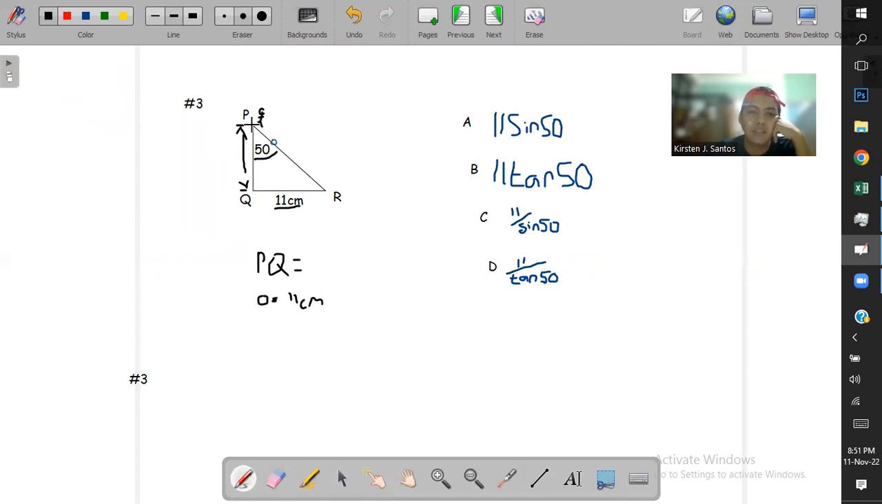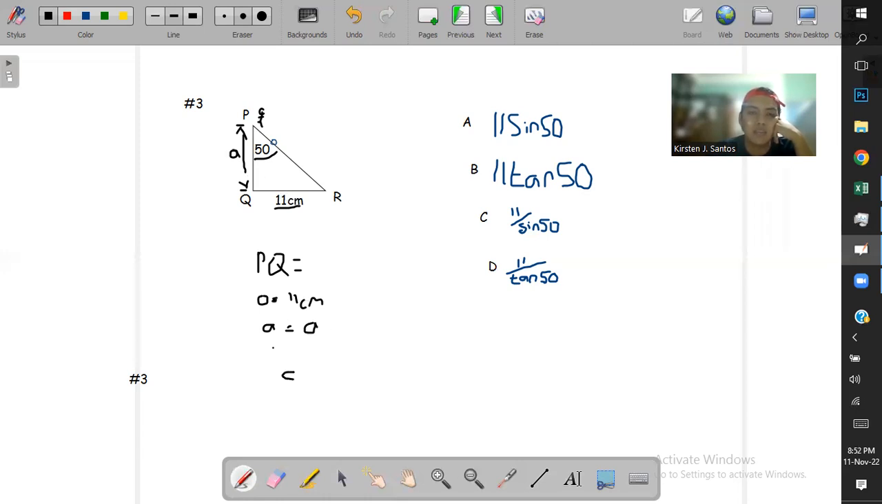And what is PQ? What can we label PQ as if we're standing at this angle 50? We know that's the adjacent, because this is the hypotenuse and that can't be the adjacent. So our adjacent is A, because we don't know what it is. The angle is 50. So I know the angle, I know the opposite, and I need the adjacent.